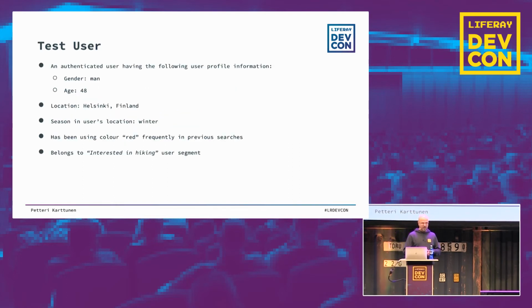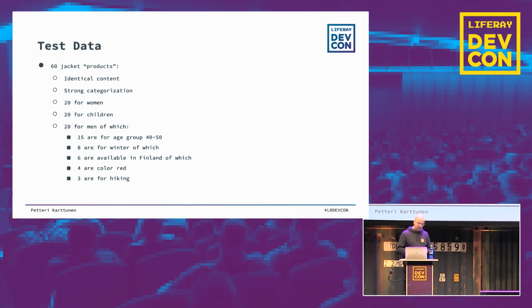My test user this time is an authenticated user, having his gender and age in the profile. He's located again in Helsinki, Finland, having winter there, and he has been using color red frequently in previous searches. So we are using that data for personalization. And this guy belongs to interested in hiking user segment, which could be done on Analytics Cloud.